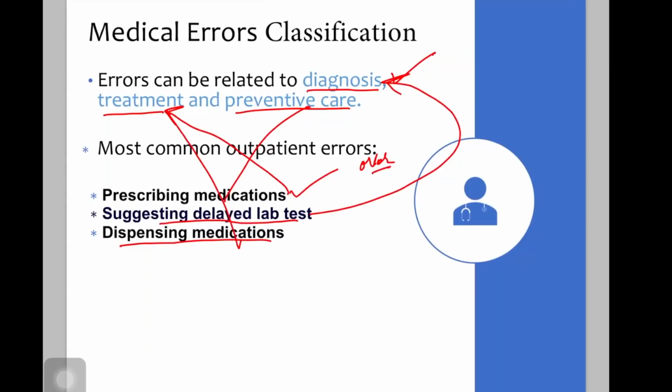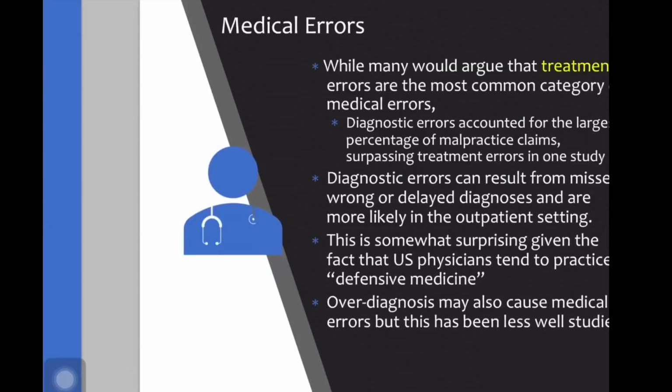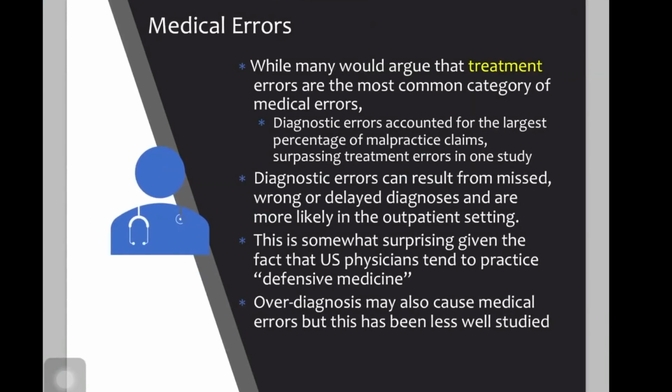However, in general, there is an impression that treatment types of errors are the largest category. In fact, research shows that diagnostic types of errors are the largest in number, reported more than treatment types of errors. The diagnostic types of errors could be because of a missed, wrong, or delayed diagnosis, and are more likely to happen in the outpatient setting.